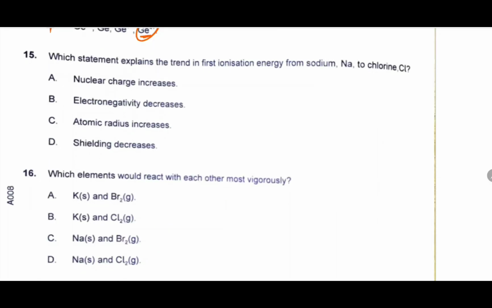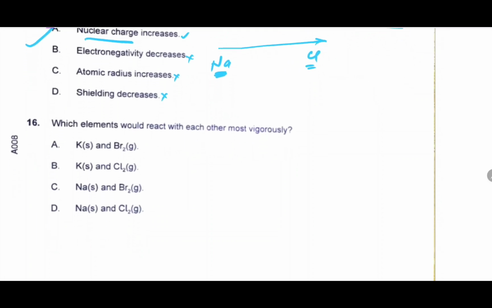14th answer is A. Which statement explains the trend in the first ionisation energy from sodium to chlorine? As I move from sodium to chlorine, what is happening? The nuclear charge is increasing, yes, because the proton number is increasing, atomic number increasing, and the shells remain the same. Therefore, the nuclear charge increases, correct. Electronegativity decreases, no. Atomic radius increases, no. Shielding effect decreases, no. It goes on increasing. Therefore, the answer is A, which says that nuclear charge increases as we move from sodium to chlorine.